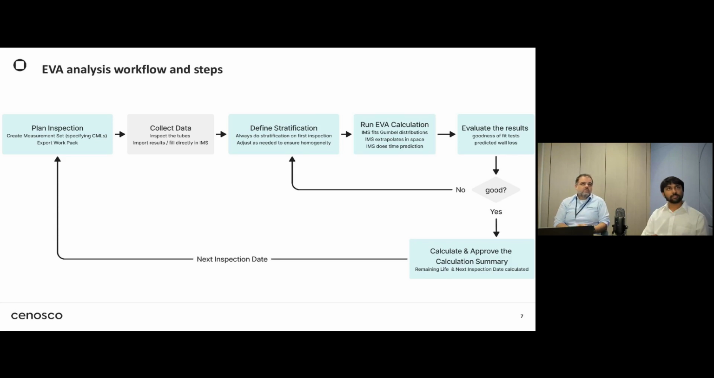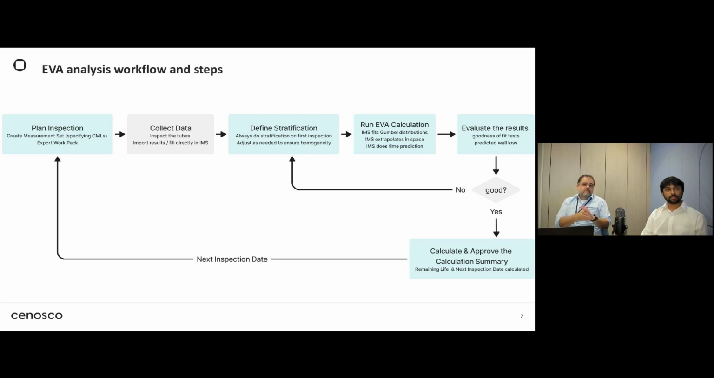You're going to run the calculations, right? Define the stratification, run the calculation, evaluate the results. We're going to talk more in detail what it means, but basically, is it a good fit? Not a good fit? You define a new stratification, right? And then until you're satisfied with that, you go and finalize that calculation, right? We call it the calculation summary, where we're going to come with the remnant life and next inspection date.